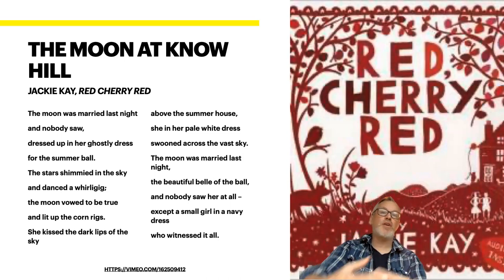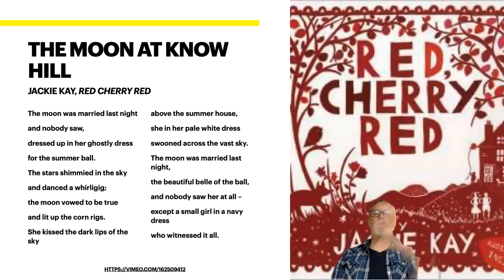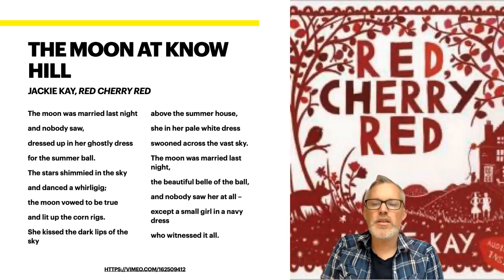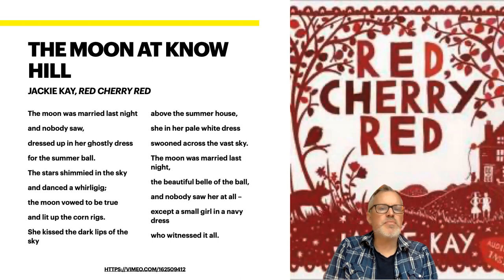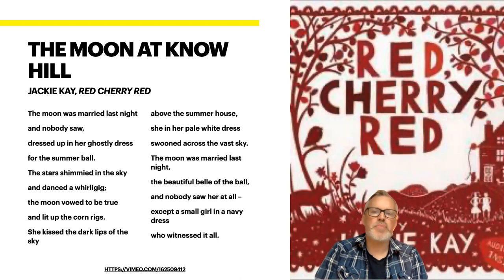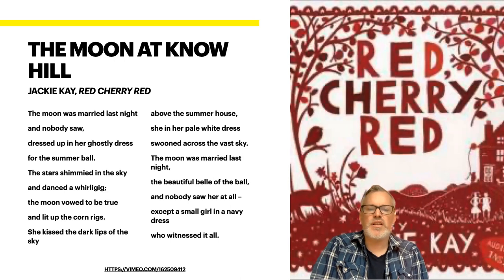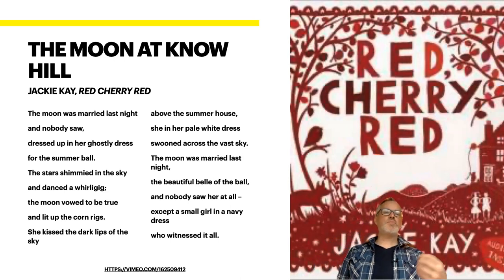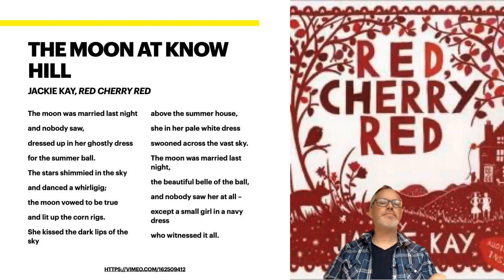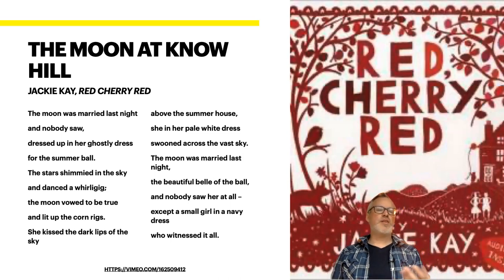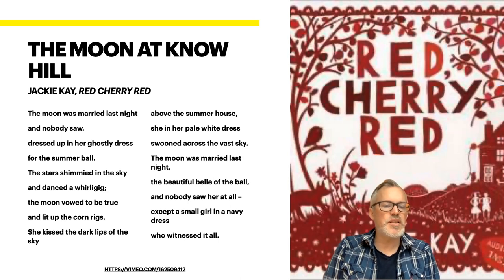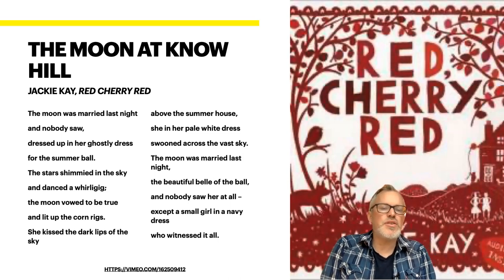The little girl is obviously the poet remembering back to somewhere that she lived as a young girl, judging by the fact that it's on a farmhouse, maybe with corn rigs and a summer ball and a whirligig. You might think that it was potentially when she lived in the Americas, though I think she is a British poet now, was obviously moved around. So the moon was married, obviously that's a human conceit, dressed up in a ghostly dress for the summer ball. The stars shimmied in the sky, danced a whirligig, the moon vowed to be true and lit up the corn rigs. So we've got gig and rigs, which are a full to half rhyme.